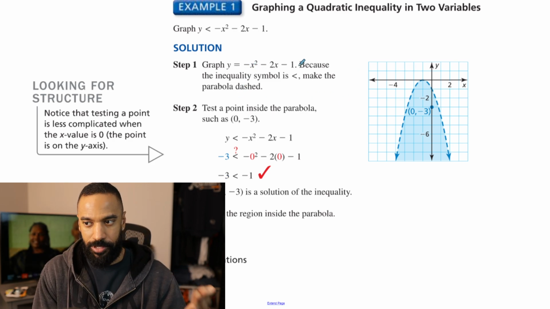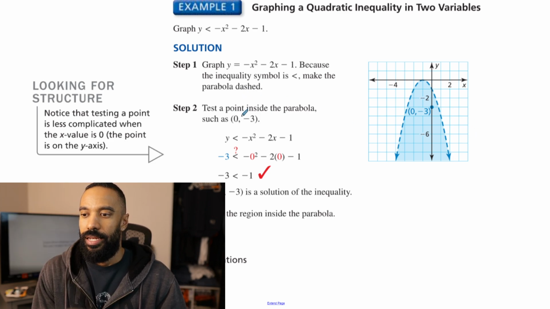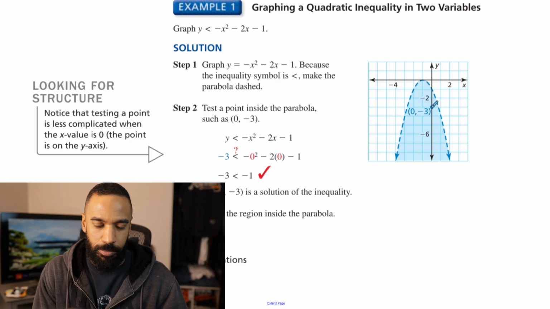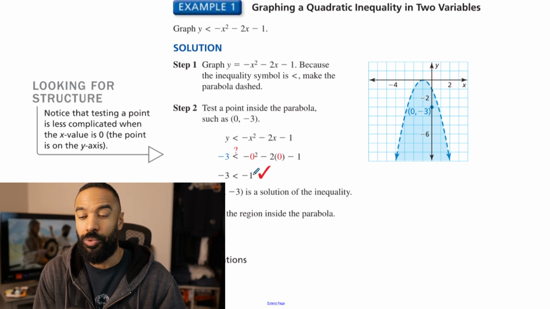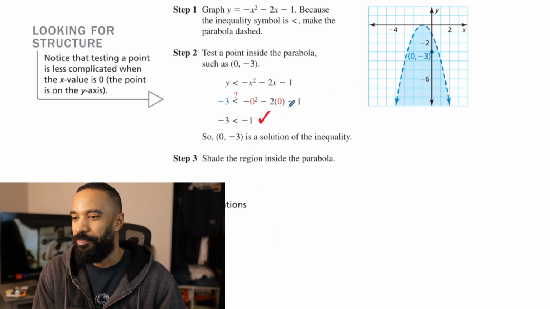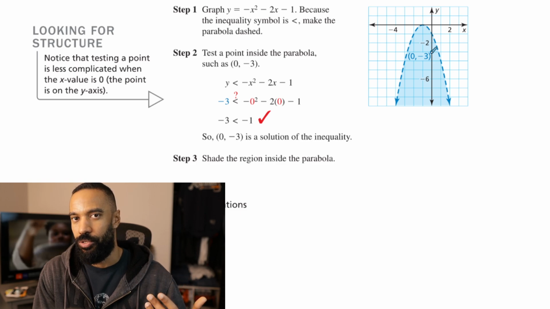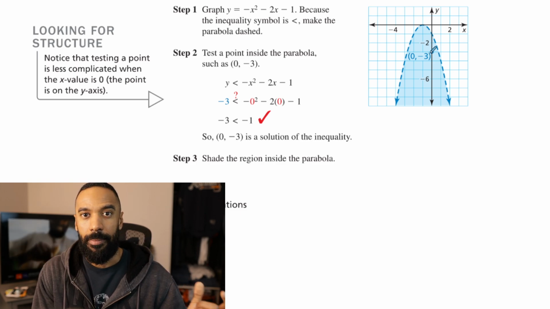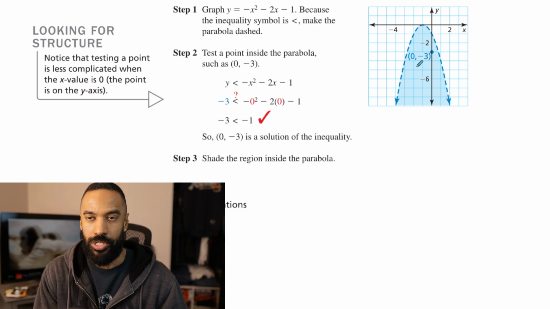So they graph this thing however they chose to. Now, they tested the point (0, -3). I'm not always going to test a point inside the parabola, whatever. But they're testing (0, -3), and they make a true statement out of it. It's kind of tricky because they have a red check. But because it makes a true statement, that means that this point represents a solution to your inequality. That means anything on this side of the boundary curve will also represent a solution to your inequality.